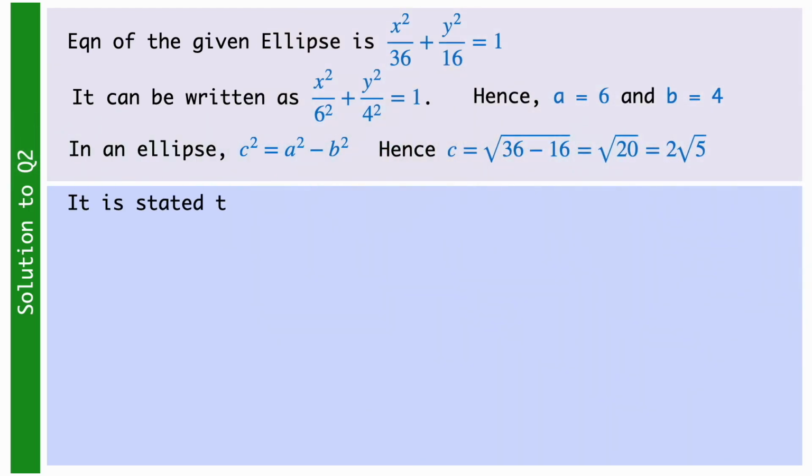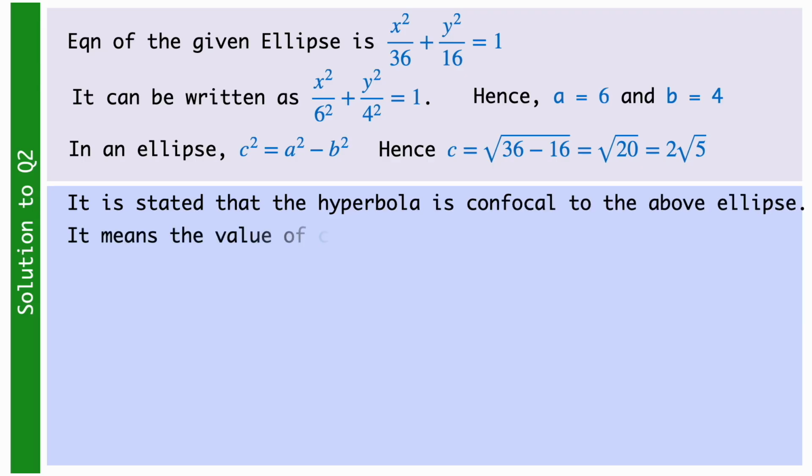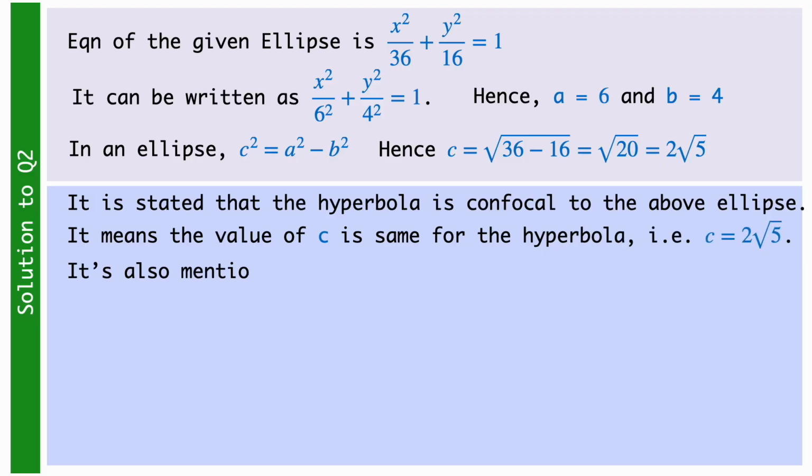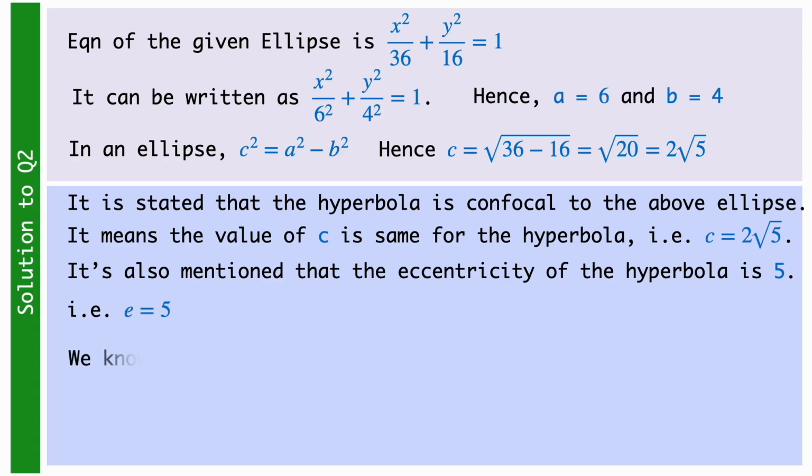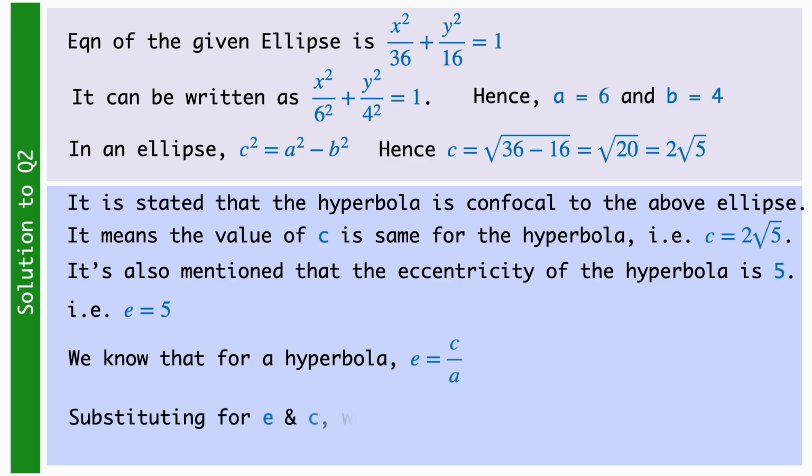It is stated that the hyperbola is confocal to the above ellipse. It means the value of c is same for the hyperbola and it is 2 root 5. It is also mentioned that the eccentricity of the hyperbola is 5. But we know that for a hyperbola, eccentricity is equal to c upon a. Substituting the values of e and c in this equation, we can say that 5 equals 2 root 5 upon a. Solving it, we get the value of a as 2 upon root 5.